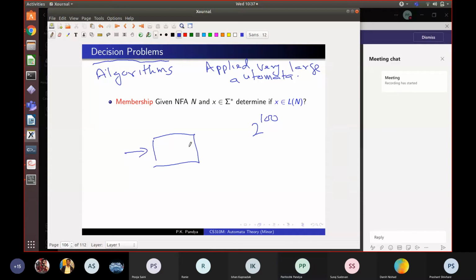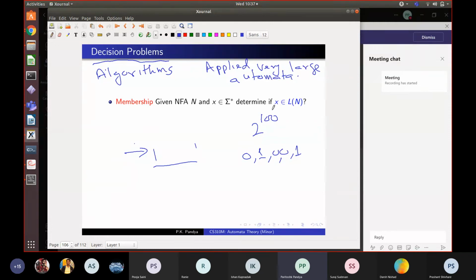Now, you want to know whether a given sequence of bits which come as the input to it, 0, 1, 0, 0, 1, is accepted by my circuit or not. Does my circuit go into some good state at the end of this sequence? That is the membership problem. So, the membership problem is very, very useful in order to understand how our model of a finite state system works, right?